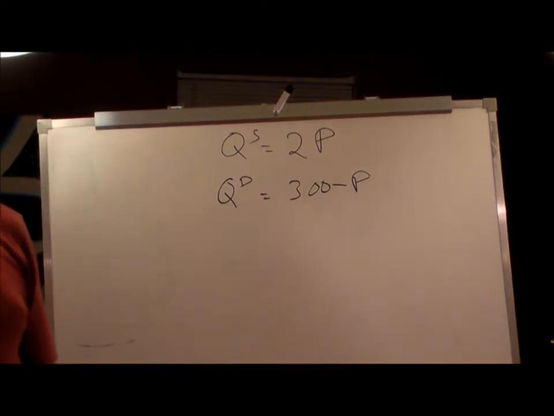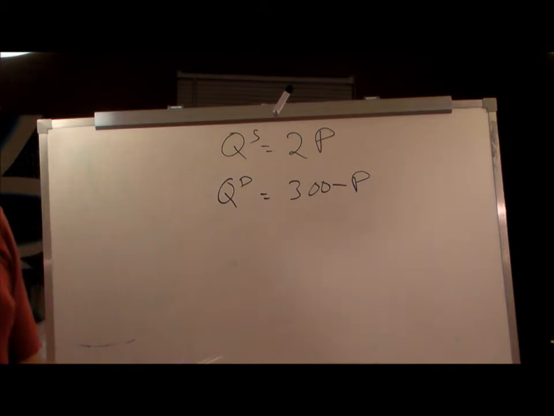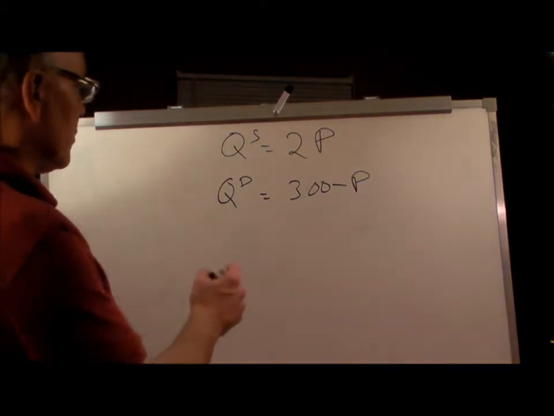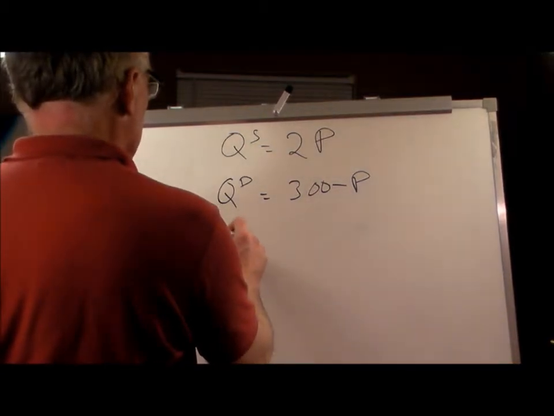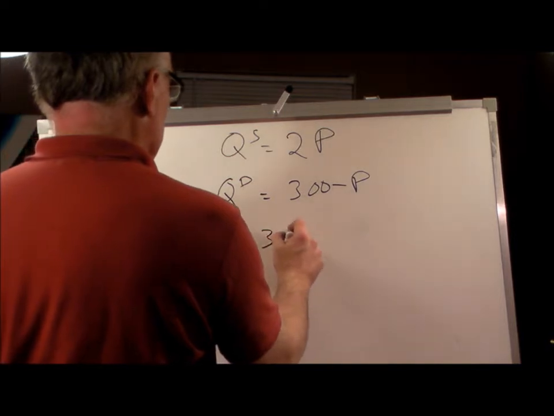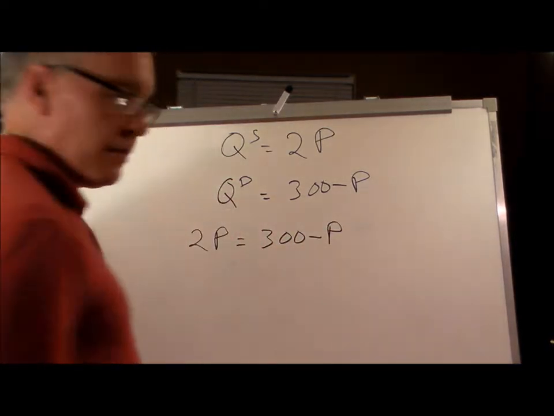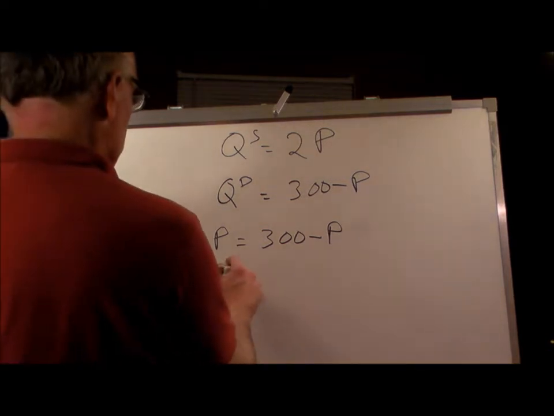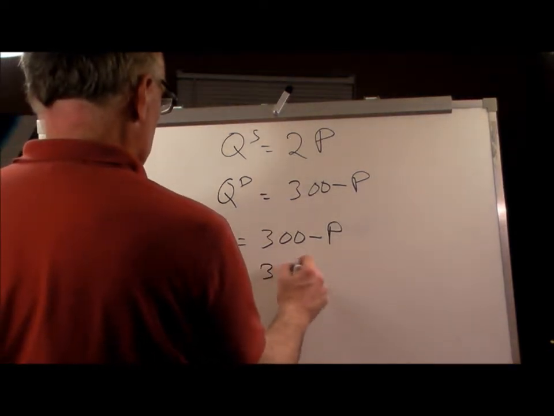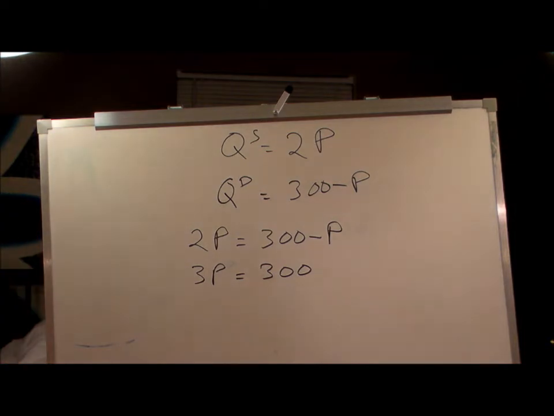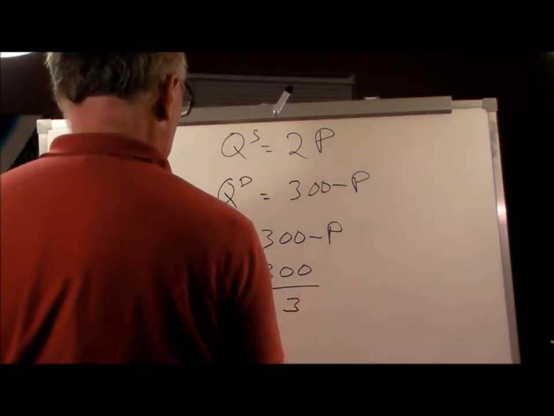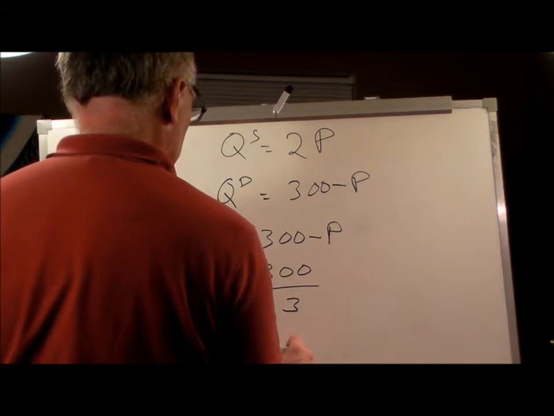And the question then is to solve for the equilibrium quantity. Well, that's hopefully fairly simple for you to do. We're just going to set the quantity supplied equal to the quantity demanded, and we will solve for P. So we're just going to add P to both sides. So that says 3P equals 300. And then we'll divide both sides by 3, and we'll get that P equals 100.